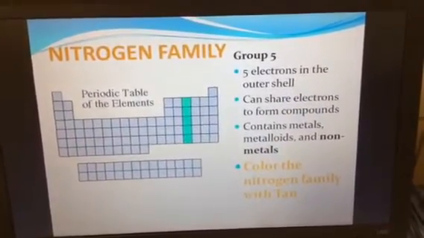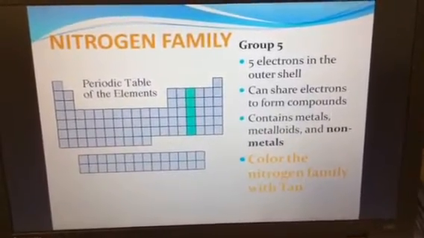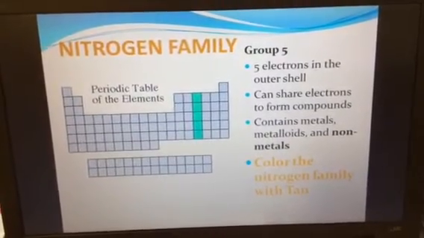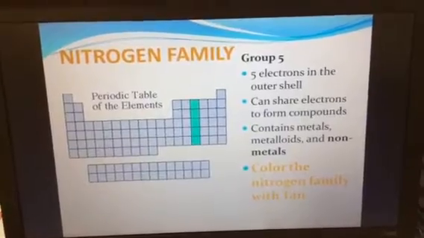Your next group is the nitrogen family. This is group 5. There are 5 electrons in the outer shell. You will color the nitrogen family tan or brown.